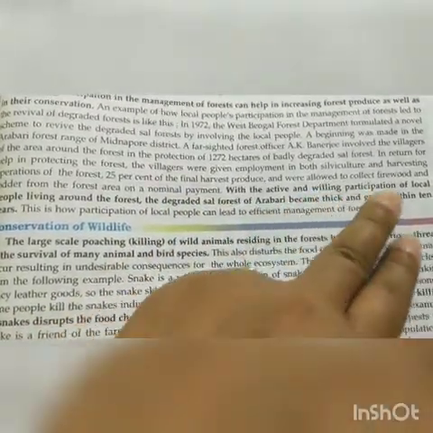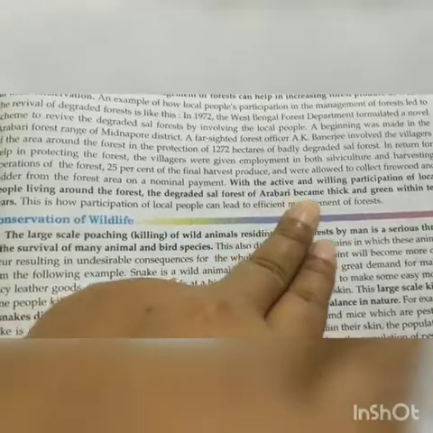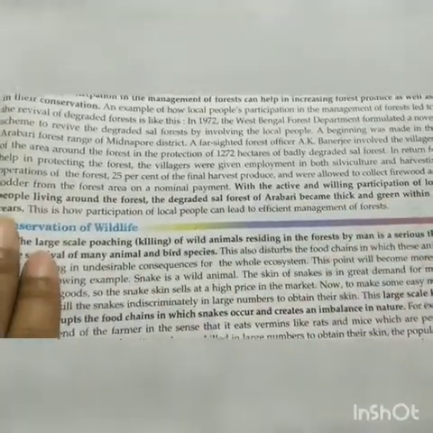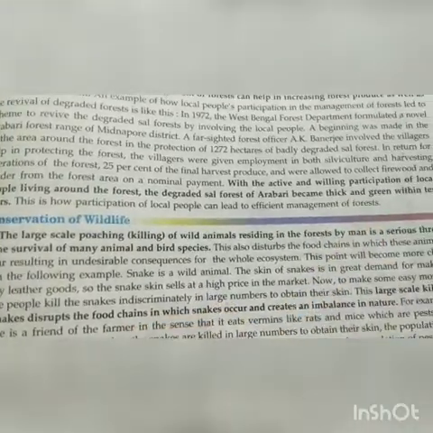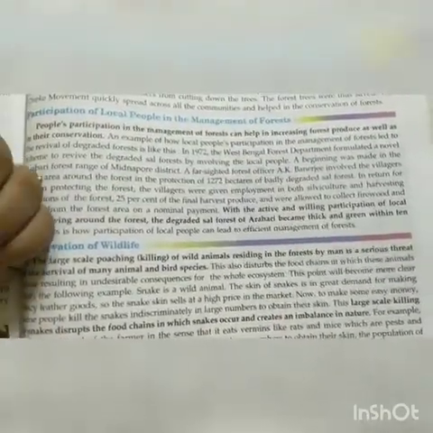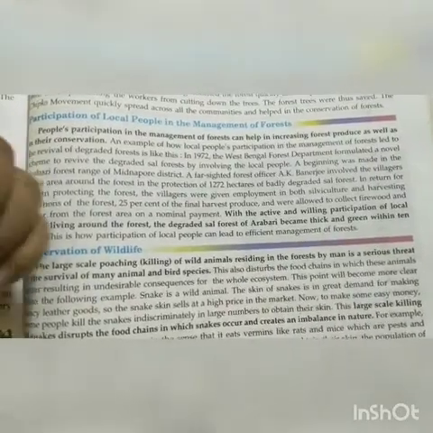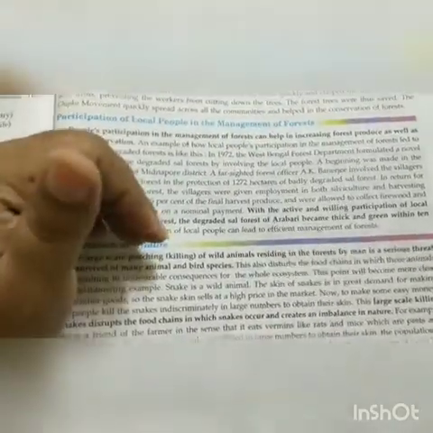With the active and willing participation of local people living around the forest, the degraded Sal forest of Arabari became thick and green within 10 years. This is how participation of local people can lead to efficient management of forest. So that Arabari forest was a Sal forest that was bare, the trees and things were not there, it was degraded. So that manager encouraged the local people of that particular area to work in that forest area, and after the 10 years all the local people were doing work there, harvesting, planting, everything. After the 10 years, that Sal forest, which was a barren forest, became an evergreen forest.